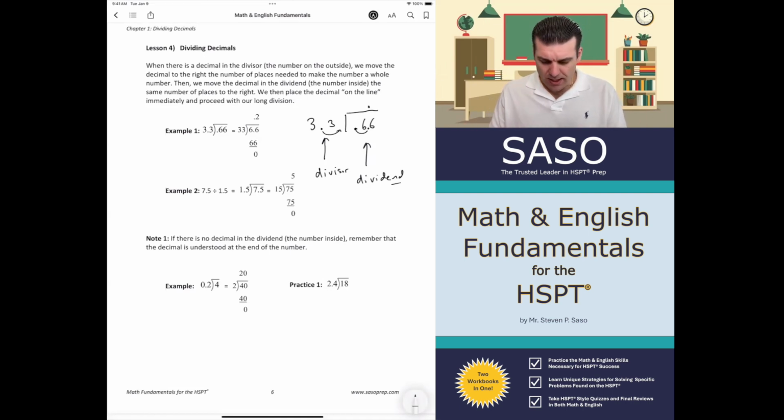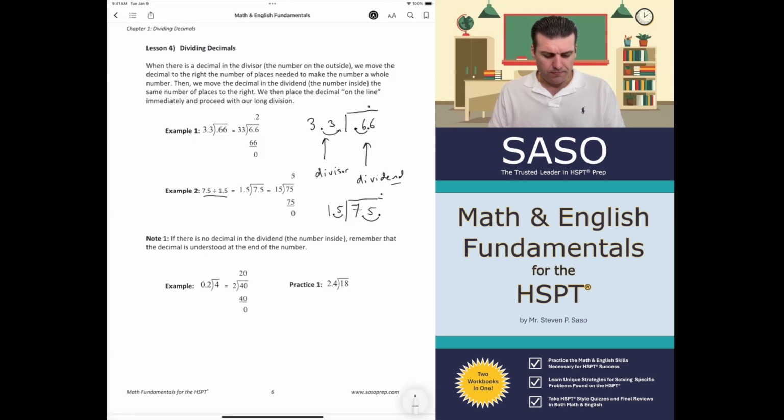Let me show you the second example here. Sometimes on the HSPT, they might have the problem written out like this, 7.5 divided by 1.5. That's how we'd write it. Now, again, we just need to move over the decimal one place in our divisor. We go to the dividend, the number inside, the number at the end, and we move that over one place as well. So it's going to be after the 5. We can put that number up. And now essentially this is just 75 divided by 15. It looks like we won't have any decimal places after that even to do.